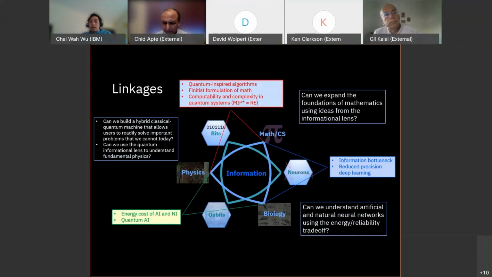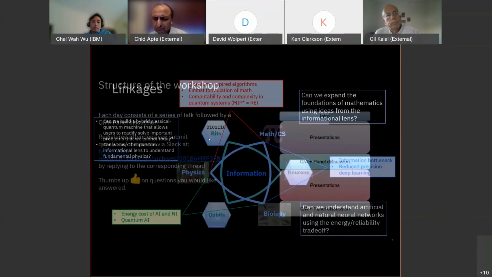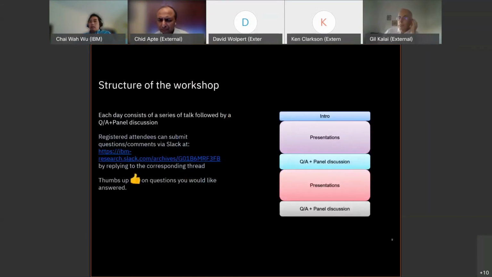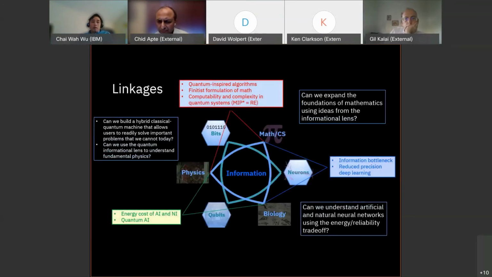So we list in these boxes with the blue outline some of the questions we would like to have answered. So in the area of physics, can we build... Oh, actually, that's the wrong chart. So on the physics side, can we build hybrid classical-quantum machines that allow users to solve important problems that we cannot solve today? Can we use the quantum informational lens to understand fundamental physics?